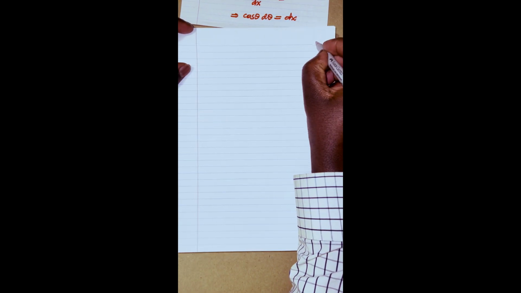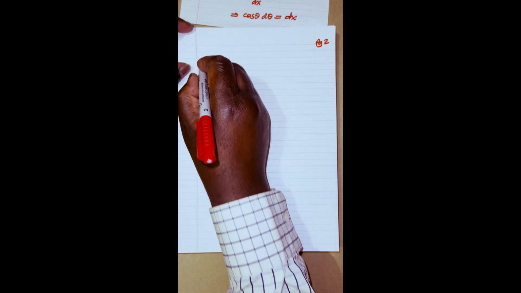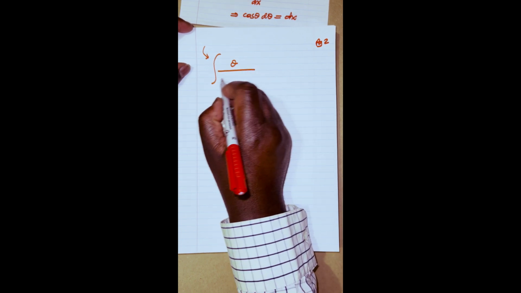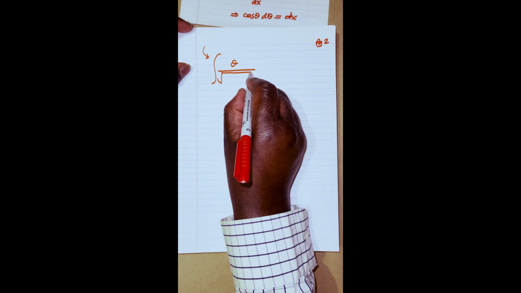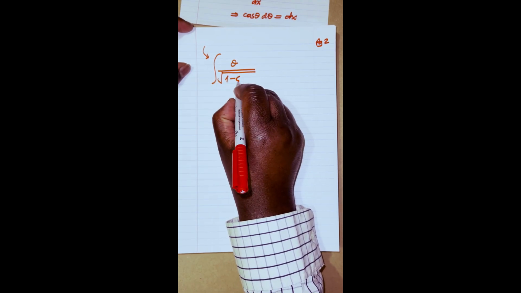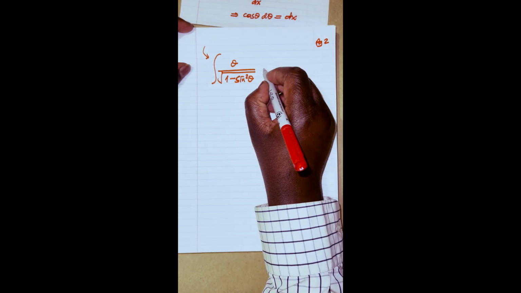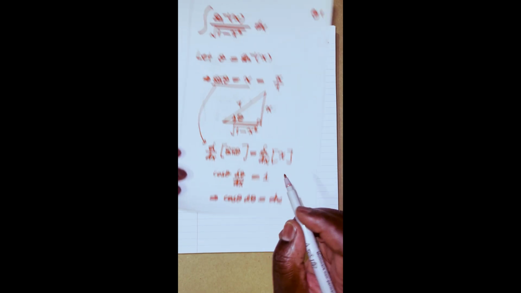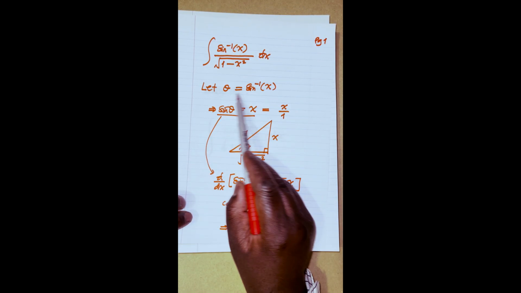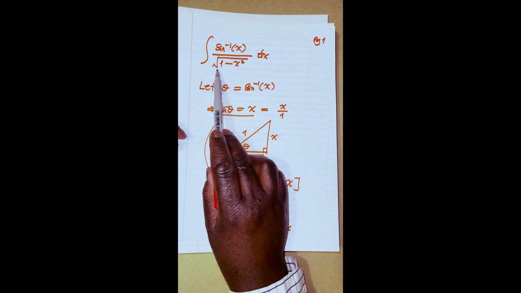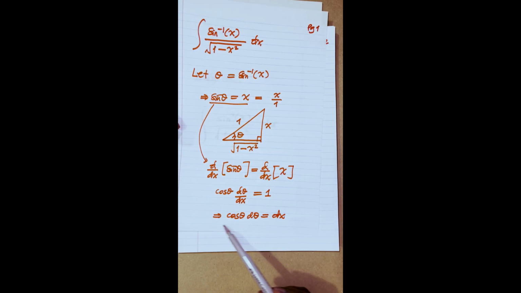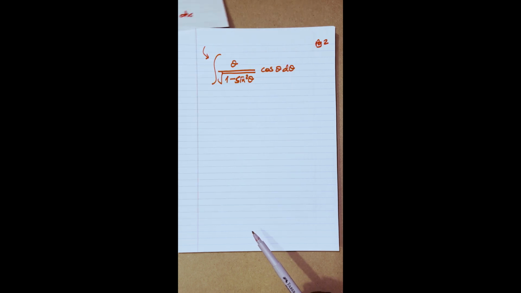Let me remove this page here. Page 2. What we have is that integral changes to the integral of theta in the numerator. Like I said, in the denominator, we have the square root of 1 minus sine squared of theta, and then we have cos theta d theta. Remember what I told you? In the numerator, we must have theta there because theta equals sine inverse of x. In the denominator, we have 1 minus sine squared of theta, and then cos theta d theta, because dx should be replaced by cos theta d theta, like so.